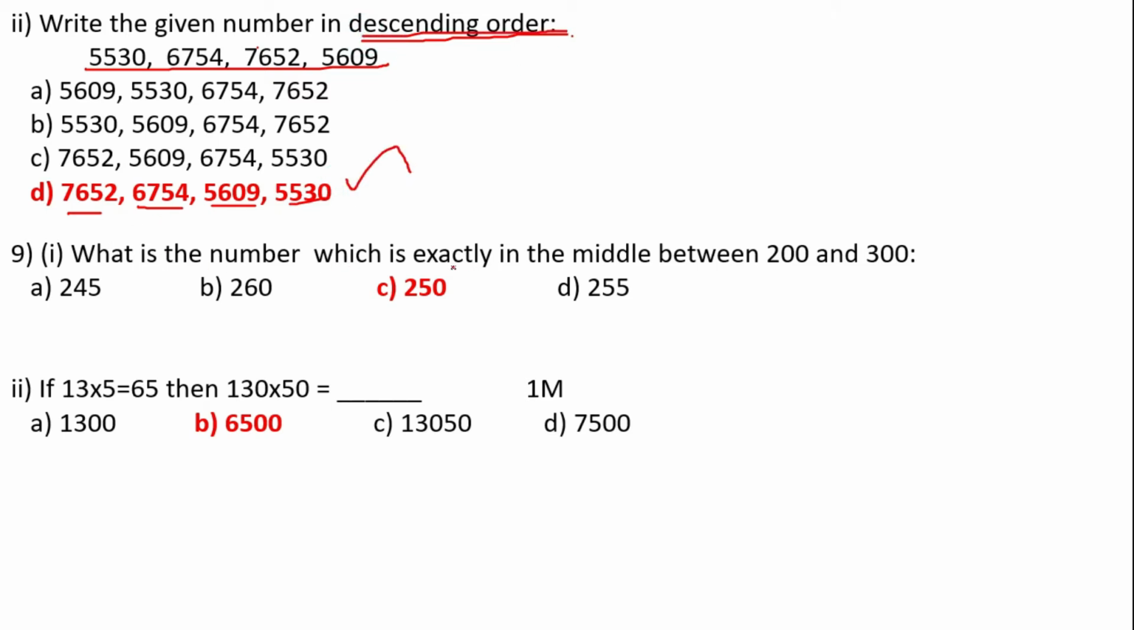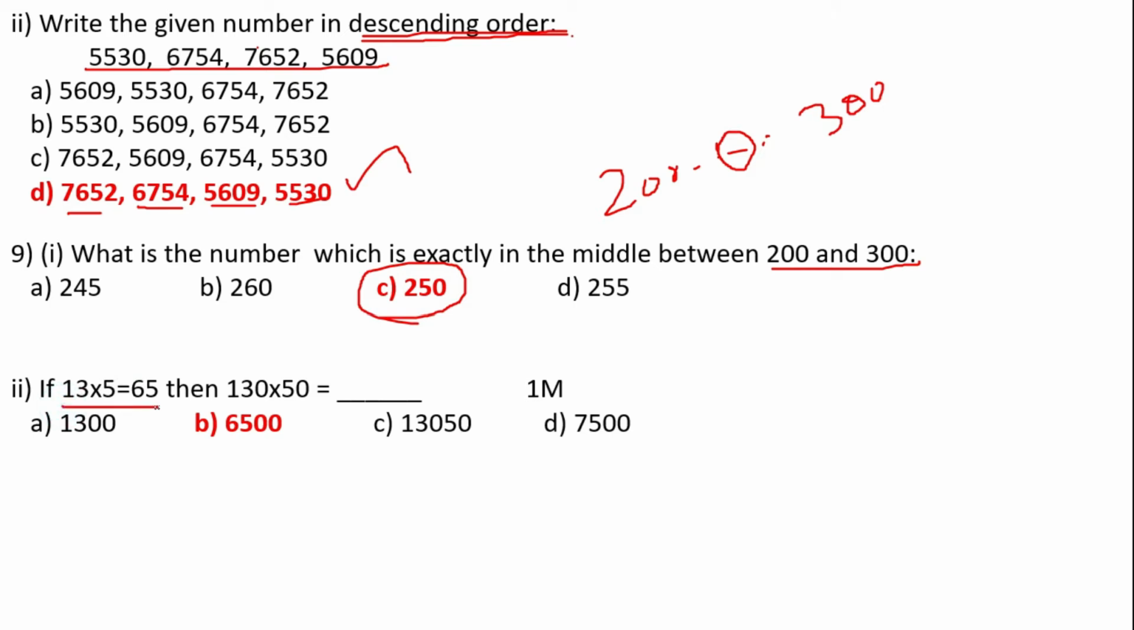What is the number which is exactly in the middle between 200 and 300? 200, 201, 203 up to 300. What number will come in the middle? Actually 250 will come in the middle.